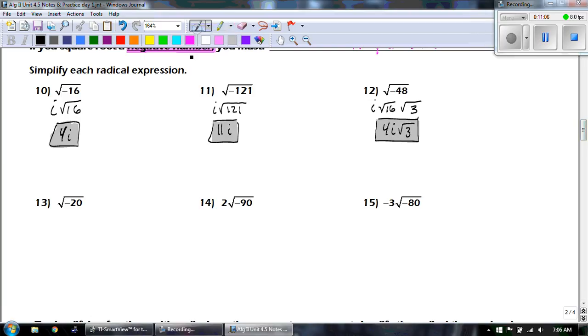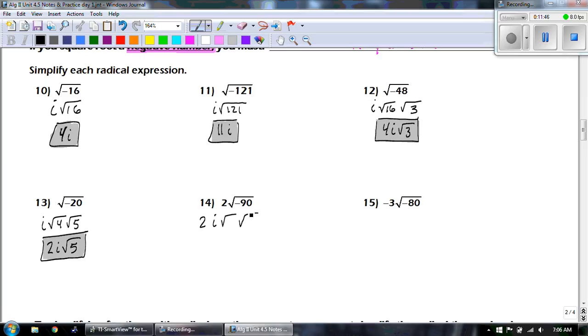All right, so I've got that negative, so I'm going to plot an i. 20 breaks down to 4 times 5. The square root of 4 is 2. We bring out the i, and then the square root of 5. Okay, so the 2 is out front. We would keep the 2 there. The negative, so we would have an i, and then what breaks down 90?